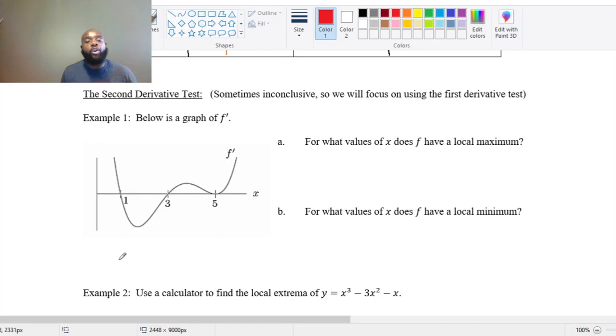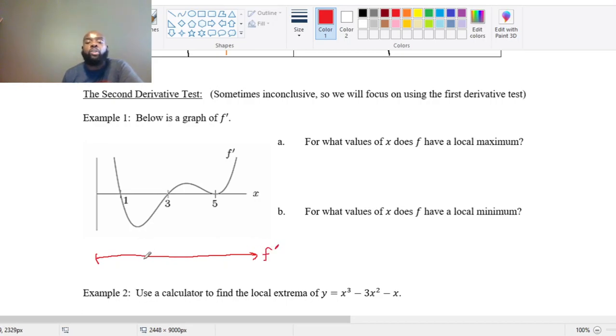critical point. Your critical points are where your derivative equals 0. That means the functional value, the y value of your derivative, equals 0, right? So let's first graph our critical points. I'm going to create a number line and put my critical points on that number line. This is my f prime number line, all right?